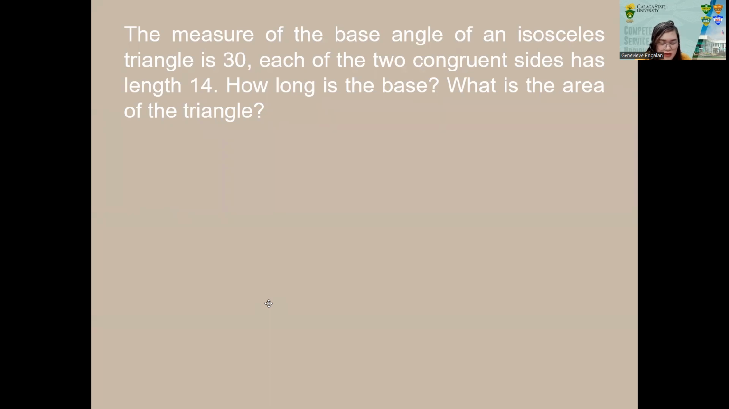Okay, so first, let's draw it. It says it is an isosceles triangle. So the base angle is 30, right? Isosceles means the two sides are congruent. So 30-30, and the sides opposite them are congruent. Each of the two congruent sides is 14. So what they are asking is how long is the base and what is the area of the triangle. So what is the formula for the area of a triangle?